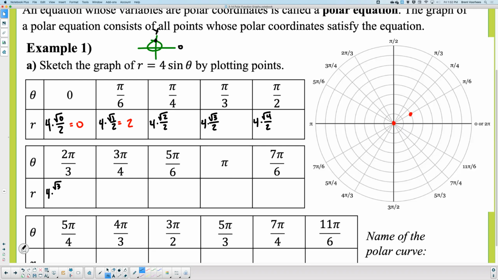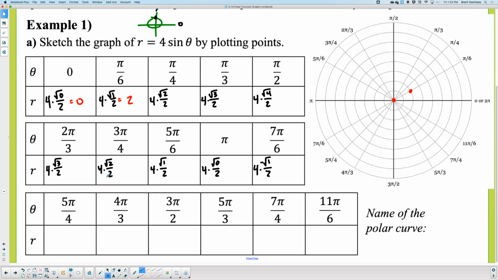4 times square root 3 over 2 on the second line as we begin. 4 times square root 2 over 2. 4 times square root 1 over 2. 4 times square root 0 over 2. If you don't know why I don't like this method, it's because it's tedious. See how tedious this is getting? I've counted down to 0. I need to count down to the negative square root of 4, so I'm going to continue counting down. My last box on the second table here is 4 times negative square root 1 over 2.